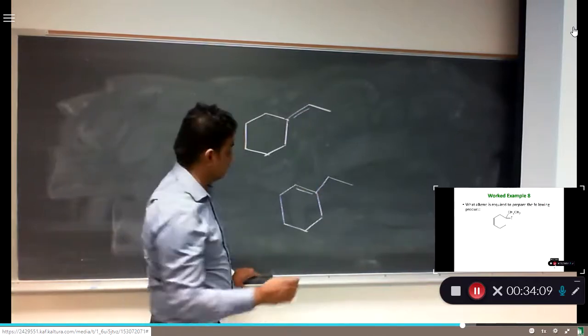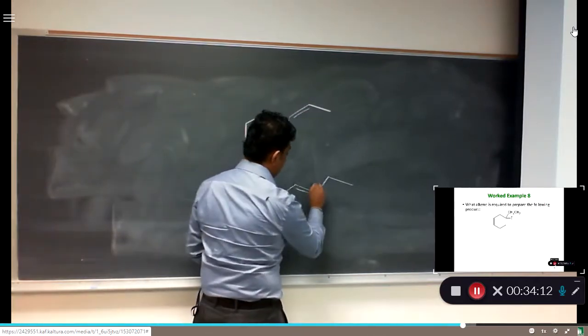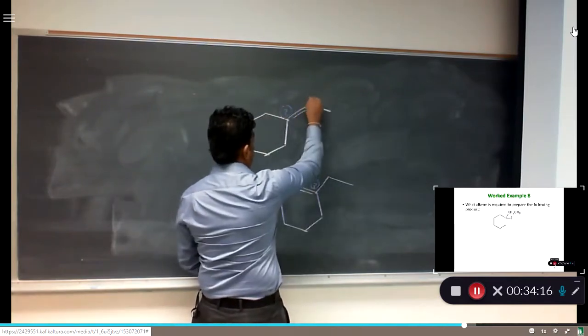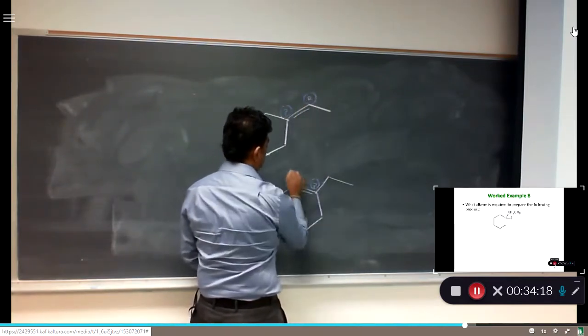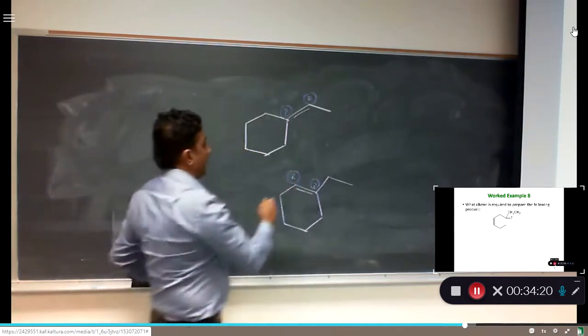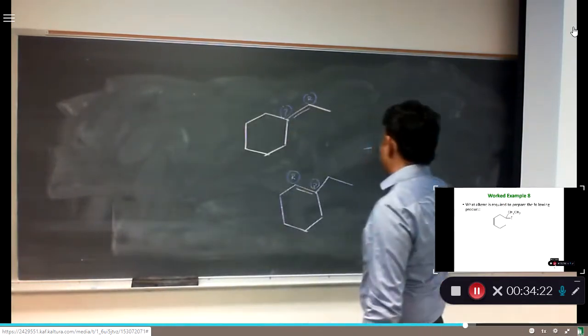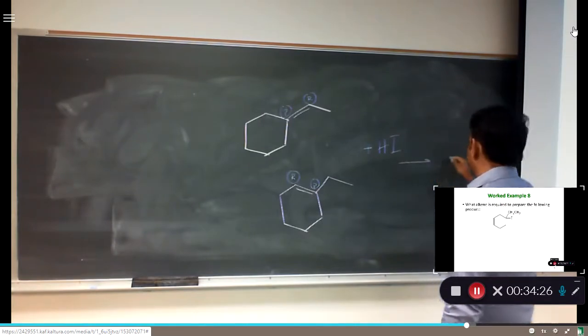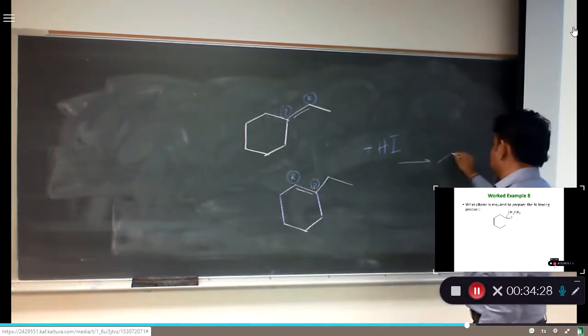Once again, guys, in these two things, here is your poor carbon. I'm going to put a P here. This is your poor guy, and here is your rich carbon. So when you add HI to any one of these two, they will give you the compound that we need.